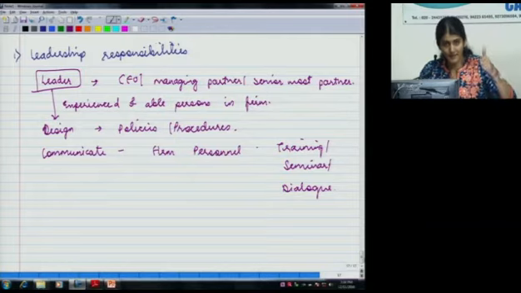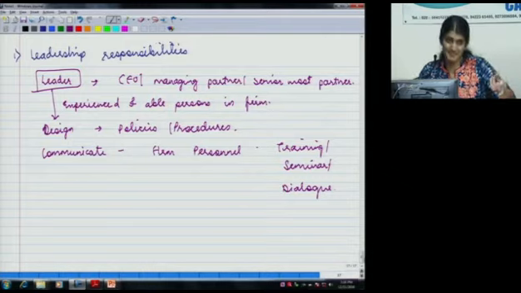Right? So you identify the leader. It should be an experienced, stable person. He should design or get designed the policies and procedures. He can have 10 people working under him. And then communicate.